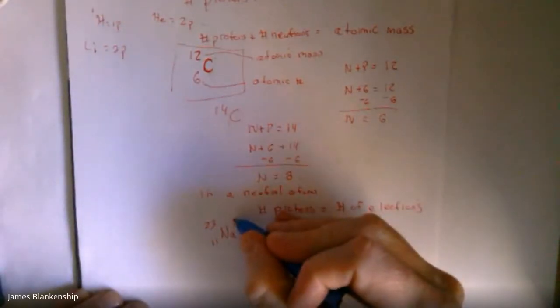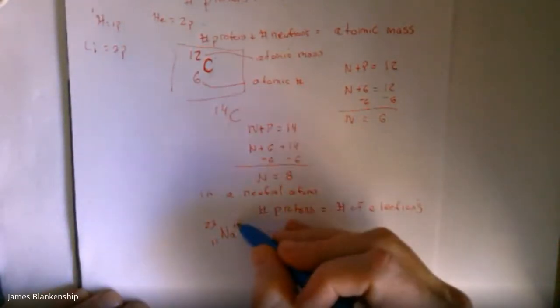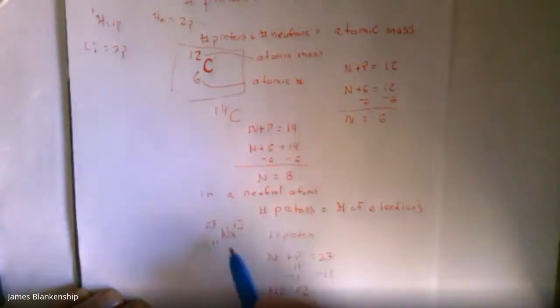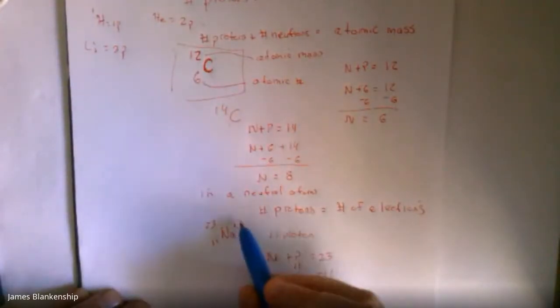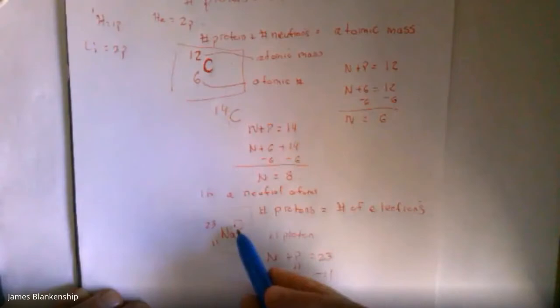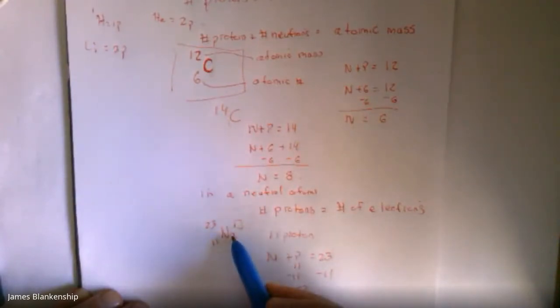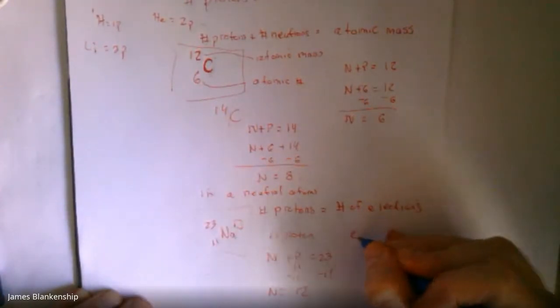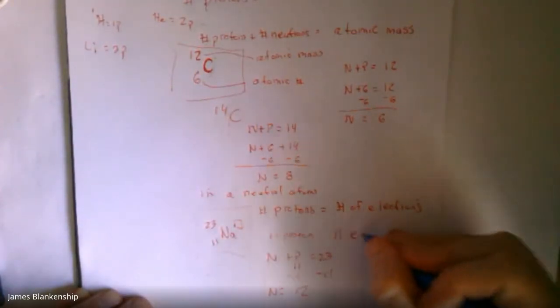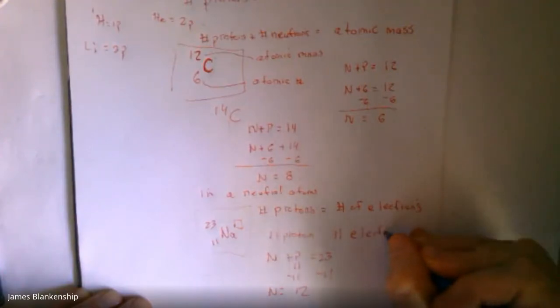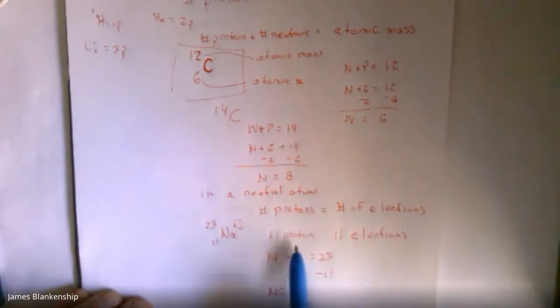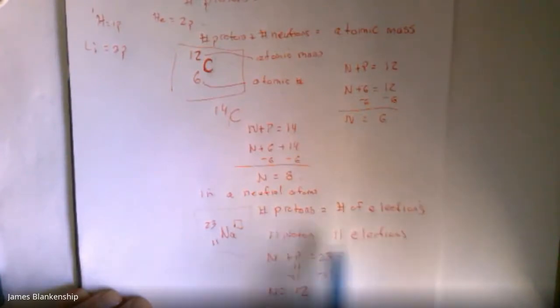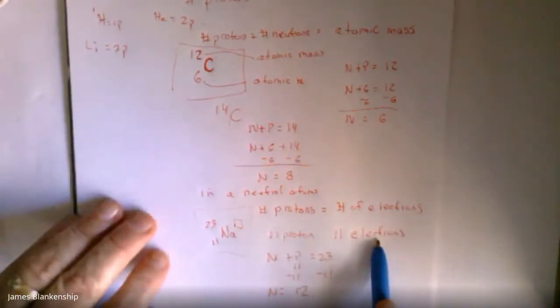Because there is nothing written up here, no positive or negative written above as a superscript on the right-hand side of the symbol, we can also say from this given information that this must have 11 electrons. So those are the basics of our subatomic particles. This is one of the things you cover in the very beginning.